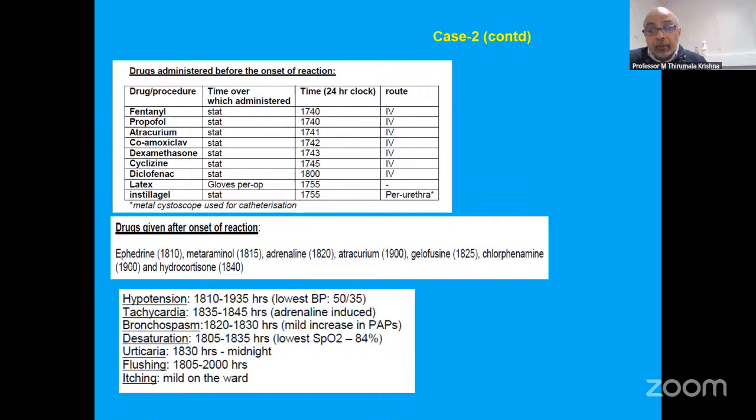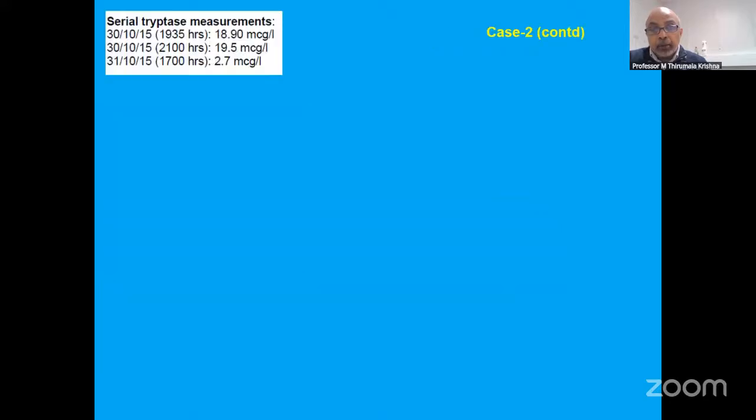Now, they developed severe anaphylaxis. You can see here that the induction happened at about 1740. They developed hypotension about half an hour later. They had hypotensive crisis. They had tachycardia, bronchospasm, urticaria, flushing. So it was a full-blown anaphylaxis, which was treated successfully. Okay, and the patient was referred to our clinic.